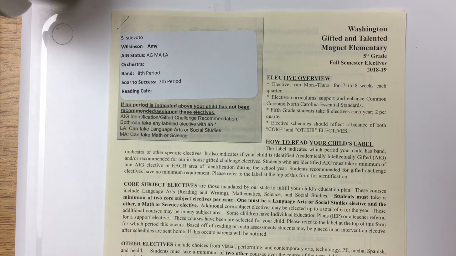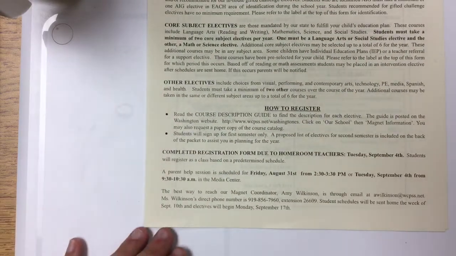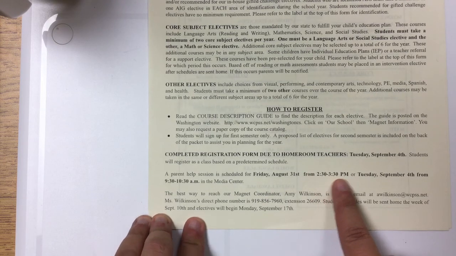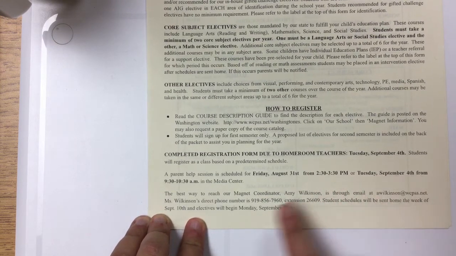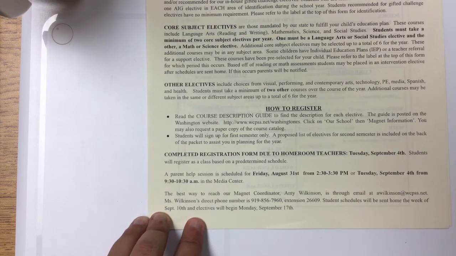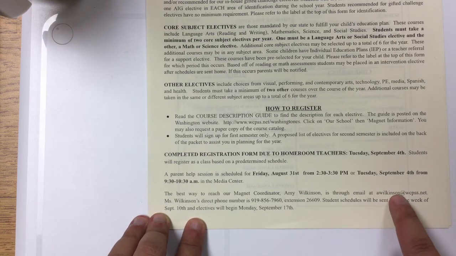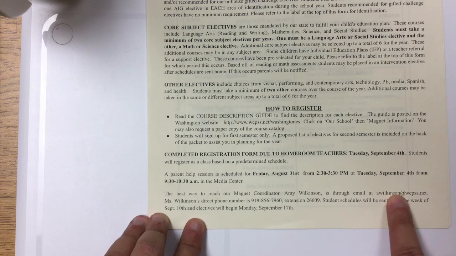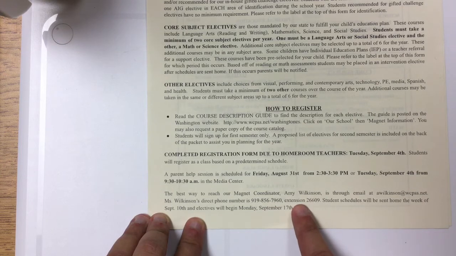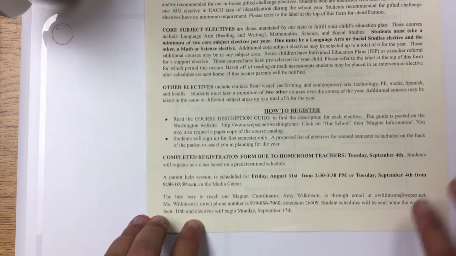If you have questions about the elective registration process, I have 2 parent information sessions, and those are Friday, August the 31st from 2:30 to 3:30 p.m. or Tuesday, September the 4th from 9:30 to 10:30 a.m. in the Media Center. The best way to reach me if you have questions is through email, and my email address is down here at the bottom of the registration form. You can also give me a call at this number, and here's my extension, and I'll be happy to return your call as soon as I can.